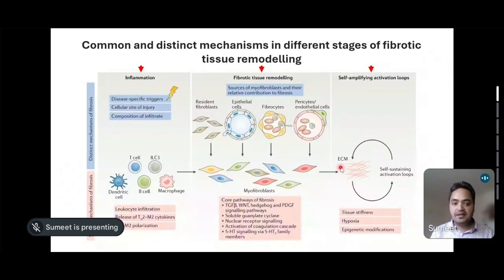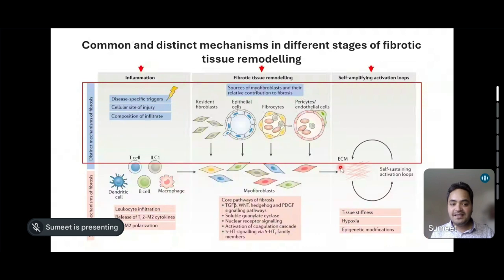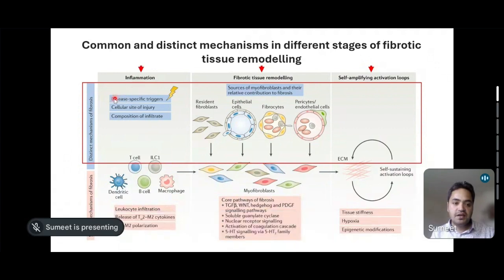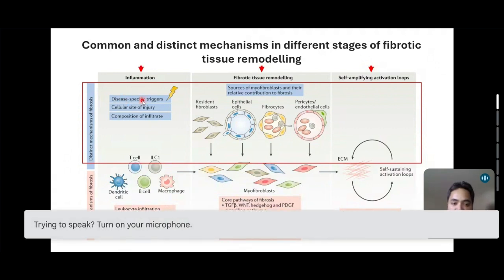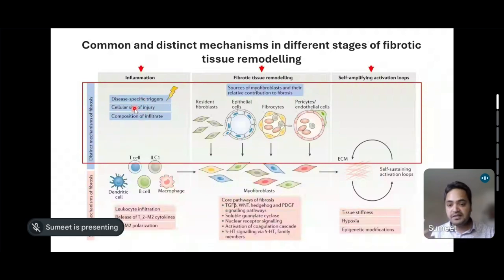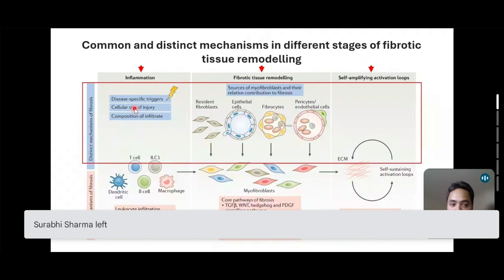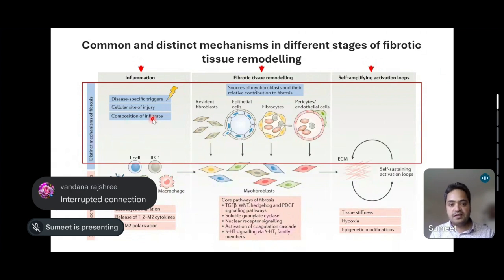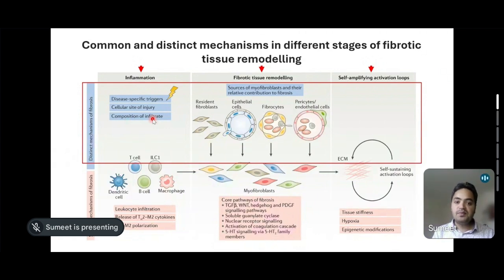But the fascinating thing here is that you do have some distinct mechanisms of fibrosis. And there are differences at these three different stages. So for example, in the inflammatory stage, you have a disease specific trigger or cellular site of injury, meaning this could be epithelial cells, or it can be stellate cells, or it could be some of the other cell types, including keratinocytes if it is skin. And the composition of infiltrate, meaning what are the types of cells which are actually going to the site of injury. Similarly, the source of myofibroblasts and their relative contribution to fibrosis can be very different.